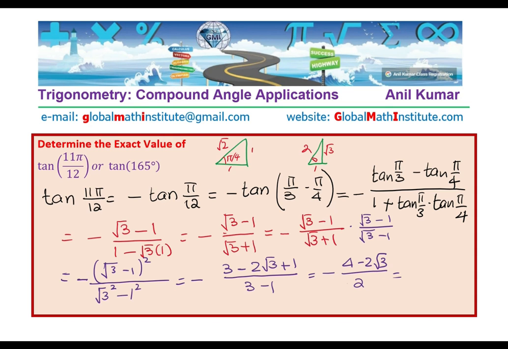Now you can divide by 2, so you get minus of 2 minus square root 3. Minus of 2 minus square root 3 because 2 cancels. And that becomes the answer. You can now open this minus. So you get minus 2 plus square root 3. This will be negative as square root 3 is less than 2, right? So that becomes the final answer for tan 11 pi by 12.